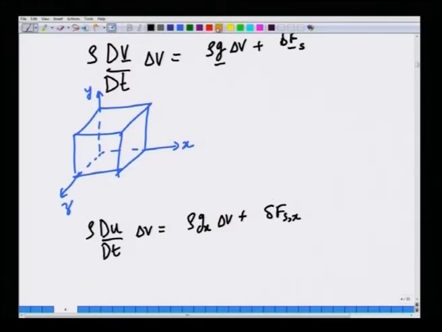What are the various surface forces acting in the x direction? On this face there is a force sigma x x, on this face there is a force tau y x, on the front face there is a force tau z x. All these are pointing, the direction of the force is, remember, the second subscript.